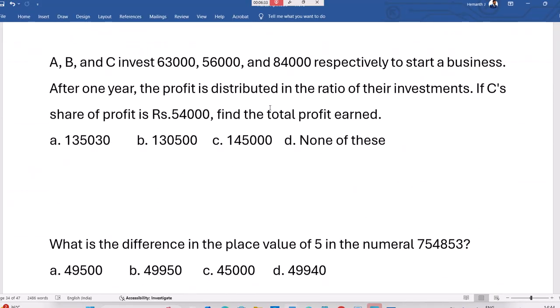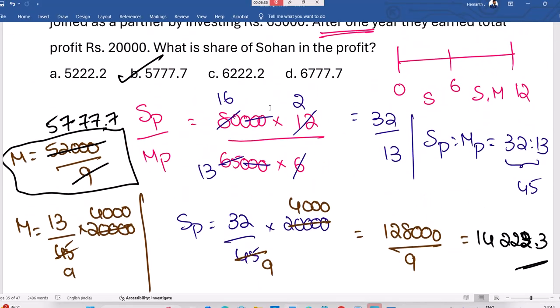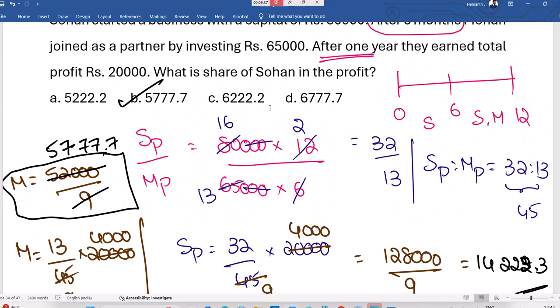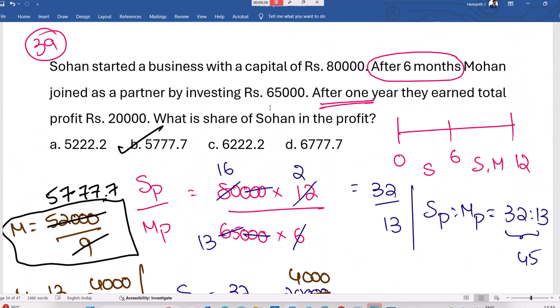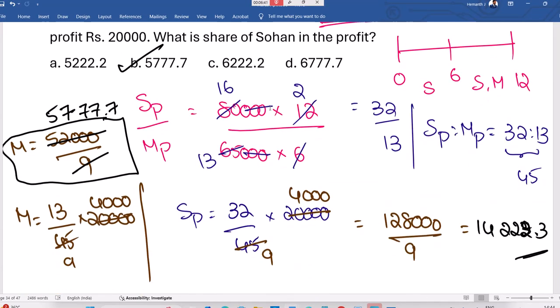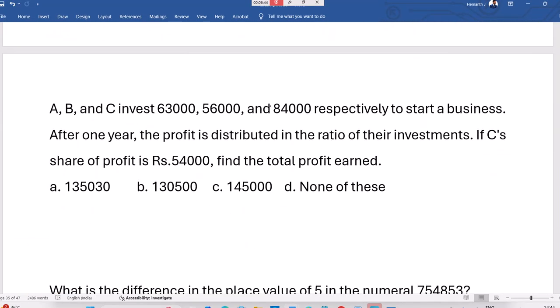Now see this next one. Hope you are understanding this question. Investment into timing is what decides the profit share ratio. Now let's see this question 40.